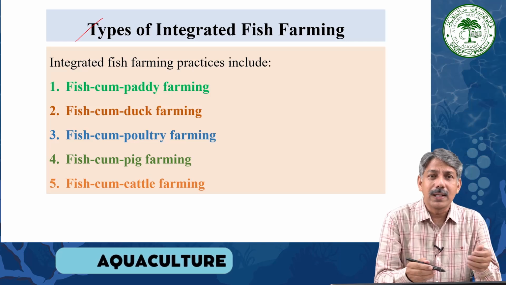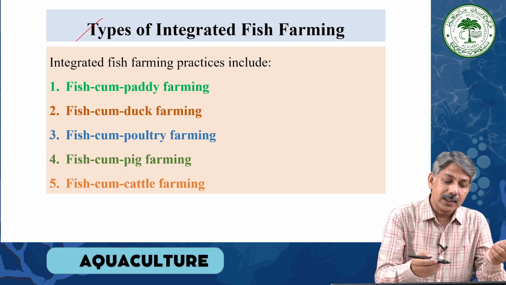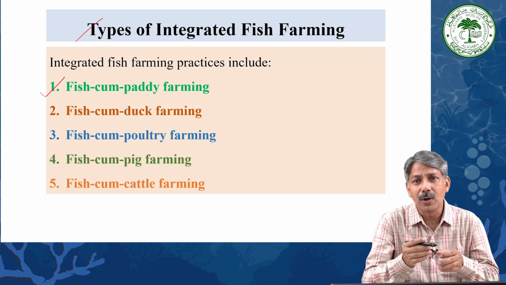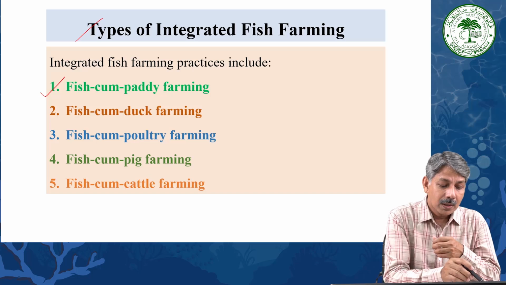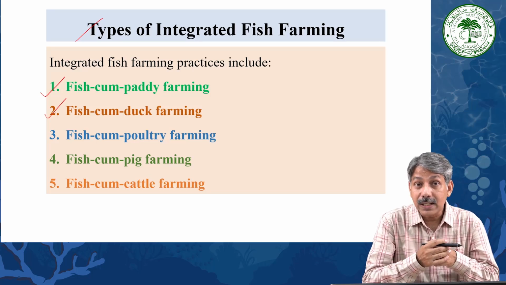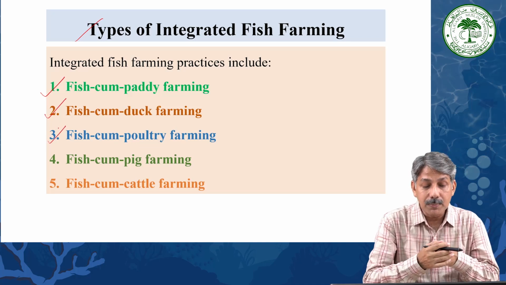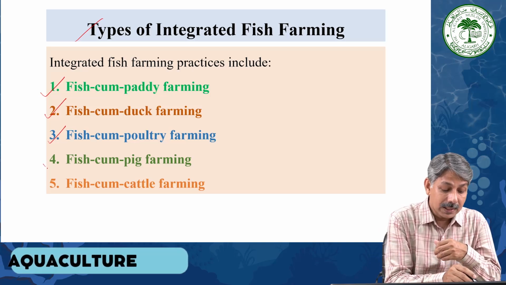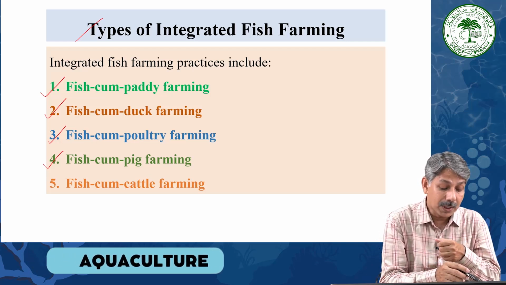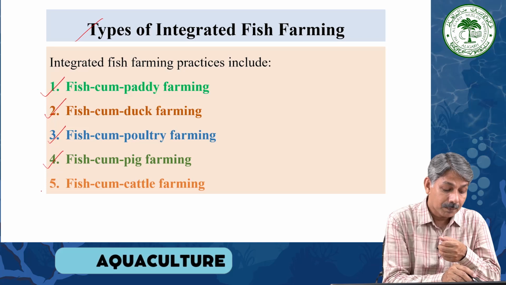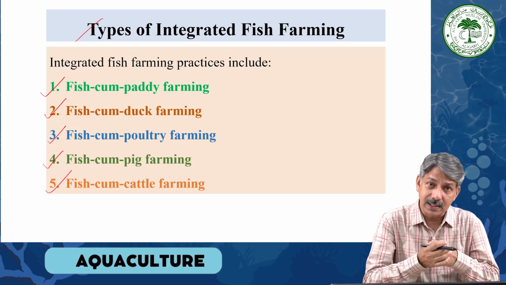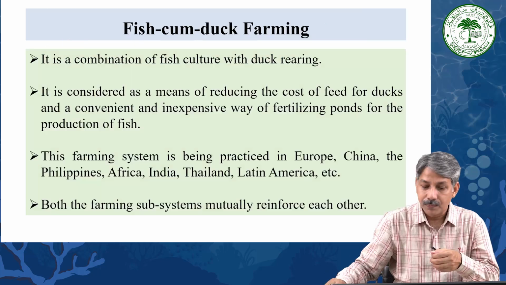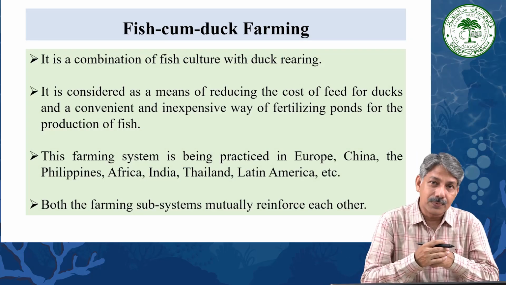So depending on the requirement, the locality, and the climate, you can have many types of integrated fish farming practices. For example, if it is done with paddy farming, then it is known as fish cum paddy farming or paddy cum fish culture. Many names you can give. Fish cum duck farming, if you are using duck culture along with fish culture. Fish cum poultry farming, if you are going for poultry farming alongside fish farming. Fish cum pig farming, if you are going for a pig farm along with a fish farm, or fish cum cattle farming, if you are raising cattle. So it is only on the basis of which farming system you integrate with the fish farming that you name it accordingly.